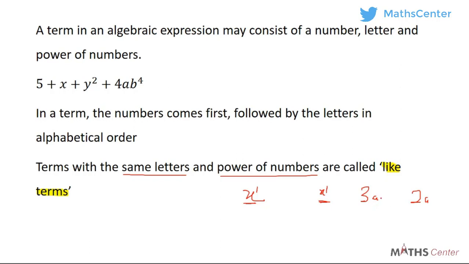So the first letter here we have a. It's raised to the power 1 because we don't see any power there. Now the second one, we also have the letter a. It's also raised to the power 1 because there's no power there. Now they satisfy the two conditions.